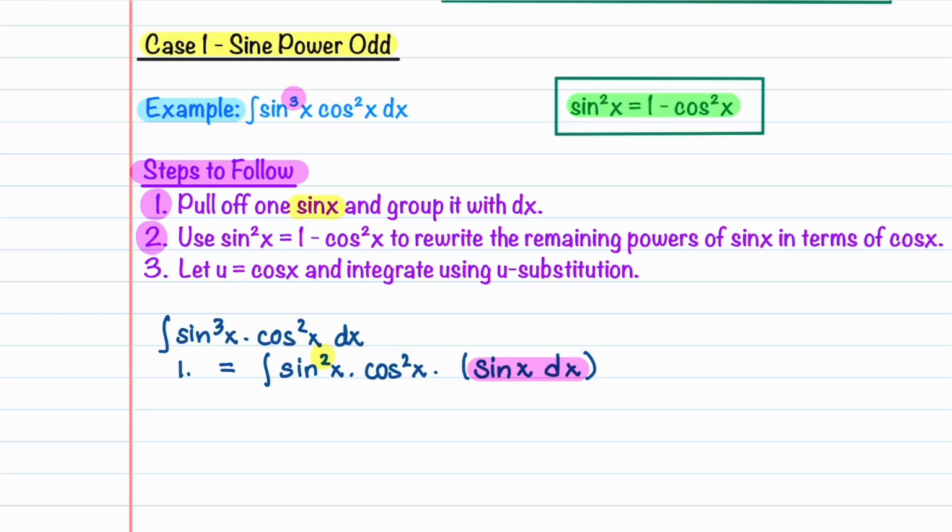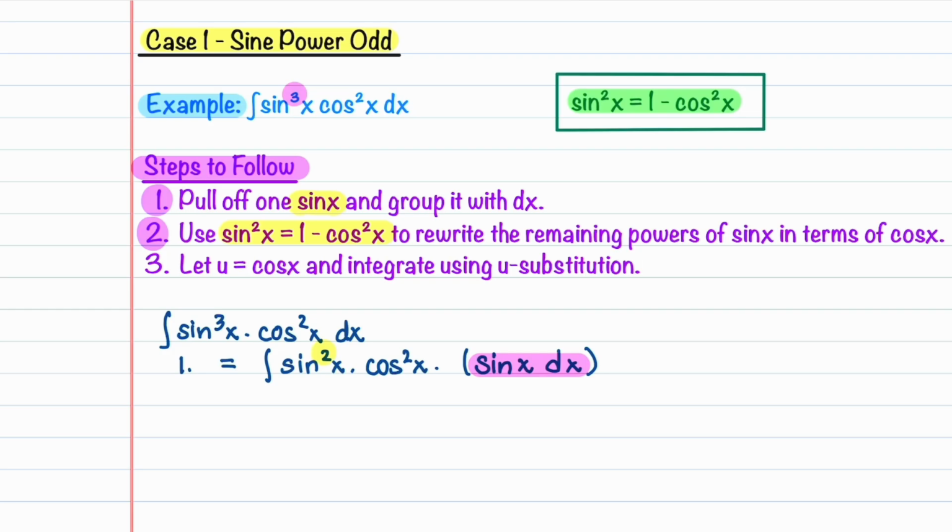Step 2 is, just like I said, we're going to use the identity sine squared x is equal to 1 minus cosine squared x to rewrite the remaining powers of sine x in terms of cosine x. We'll write down step 2, and instead of sine squared x, we're going to put in 1 minus cosine squared x, and then we still have cosine squared x, and then our sine x dx.